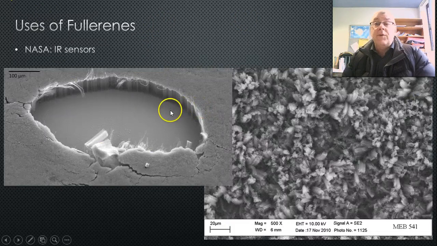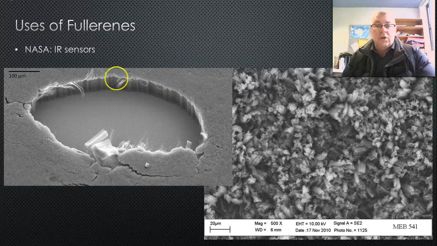NASA's developing infrared sensors that use these nanotubes. Here's a very small scanning electron microscope image of the nanotubes. They developed a paint that when you paint it on, the nanotubes in the paint all line up, and this surface, when infrared waves hit it, gets about 99.999% absorption of that infrared radiation, much more sensitive than other infrared sensors, and so they're using that as a coating for their infrared telescopes and various other sensors that they use to look out towards the universe.